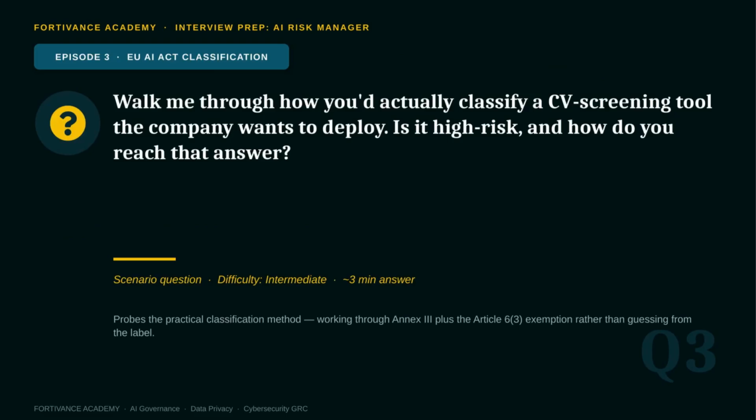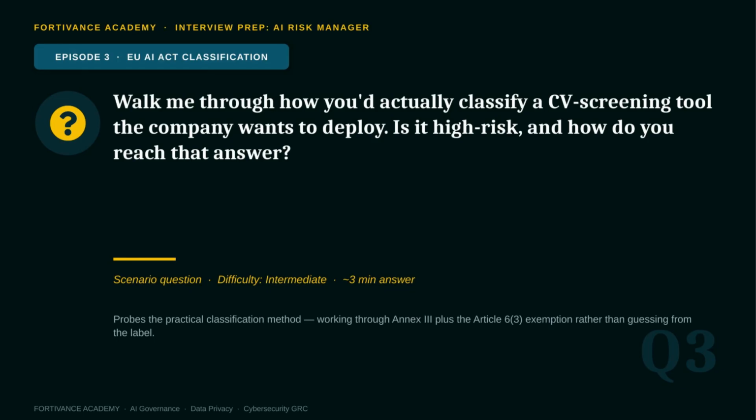CV screening is the textbook example, but a strong candidate doesn't just blurt high risk. They show the method. What's tested? Do you know that Annex 3 lists employment and worker management uses, including recruitment and candidate filtering, as high risk?